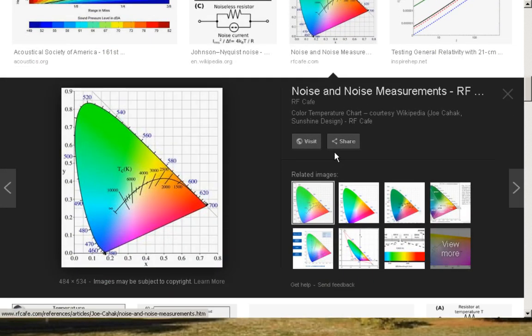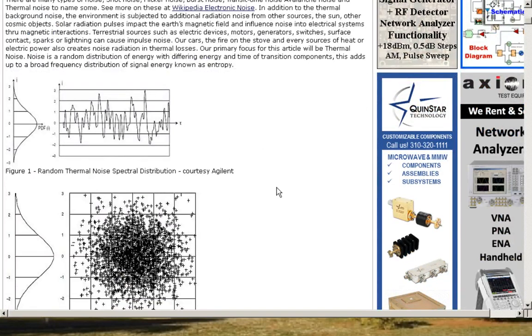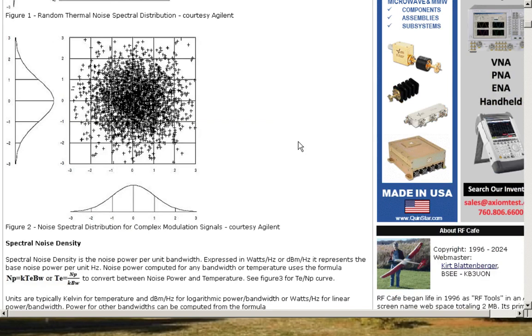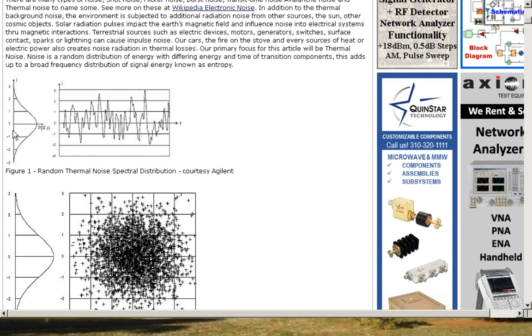Maybe this chart. Okay, this chart here. Okay, see, now here you've got what's called this curve on the left. That's a typical normal distribution curve. Random thermal noise spectral distribution. According to this information, it's saying that thermal noise is a random noise that is based on a normal distribution.